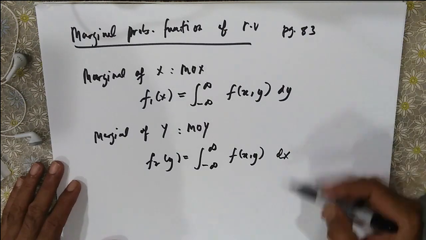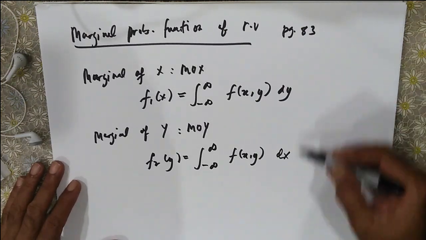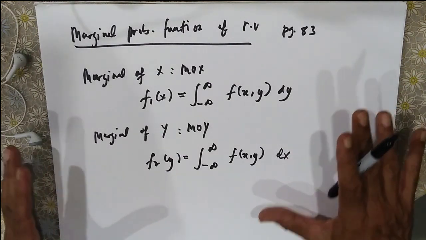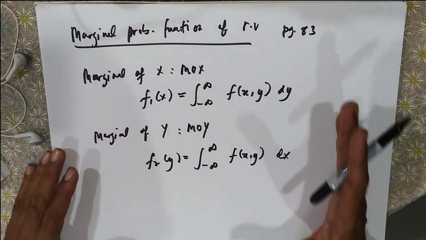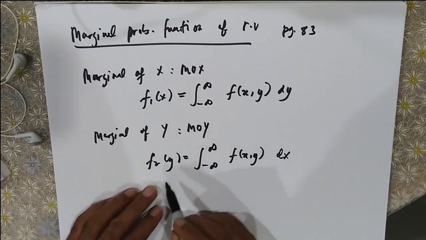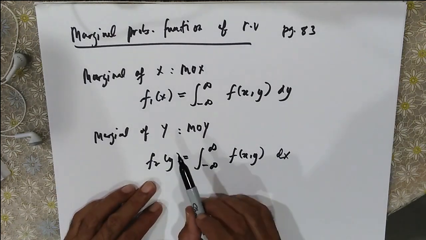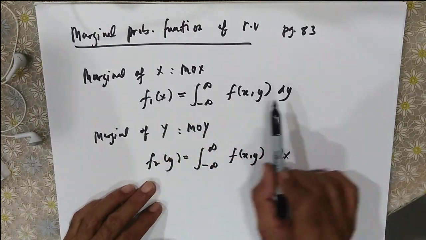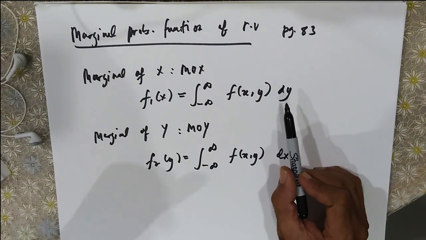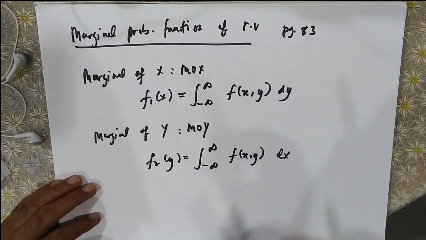This is for the continuous case. Remember, this is for the continuous property. For the discrete, we have learned already, so I do not want to discuss the discrete. So if you want to find the marginal of y, you integrate with respect to x, while if you want to find the marginal of x, you integrate with respect to y. This marginal of x and marginal of y is meant for the joint probability function.